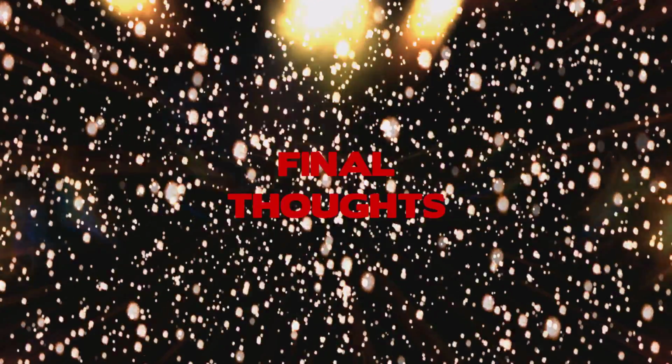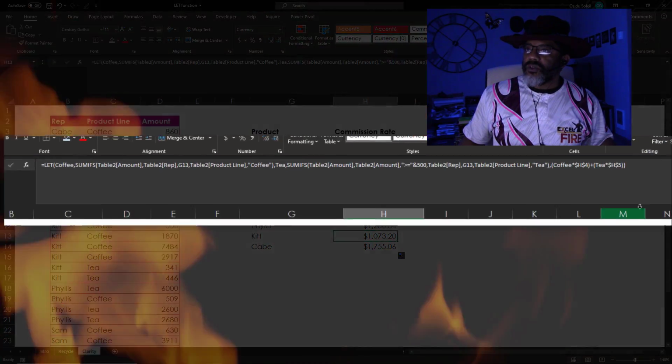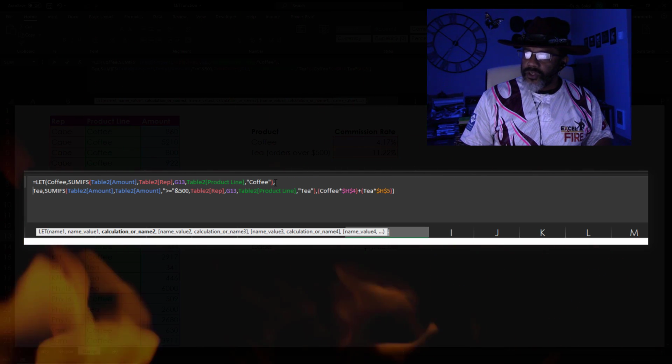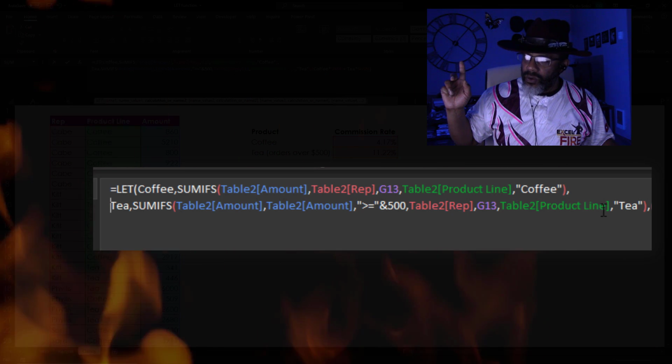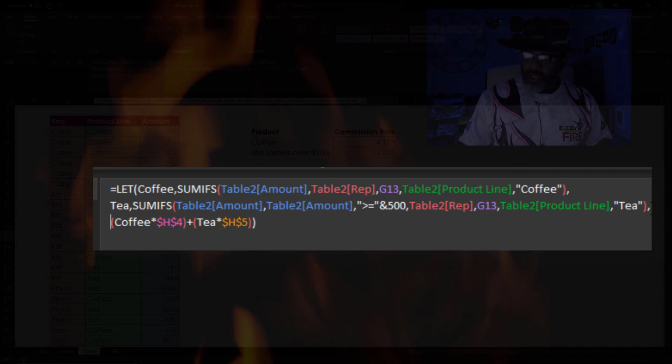Final thoughts. I'm going to go up into the formula bar and break this down. Make some room. So we've got coffee. And then I'm going to go Alt, Enter. Now T calculation is on our second row. Then here is our calculation, Alt Enter.